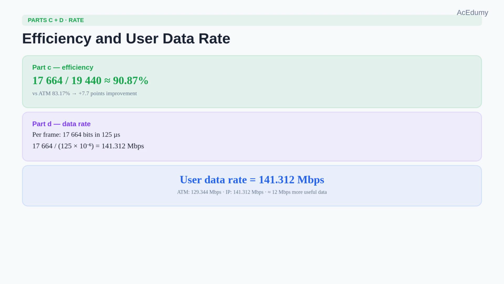Part D. Data rate. Each frame carries 17,664 user bits in 125 microseconds. 17,664 divided by 125 microseconds equals 141.312 megabits per second. Compared to ATM's 129.344, IP delivers about 12 more megabits per second of useful data through the same 155 megabit per second pipe. Same line rate, same overhead, but the user gets more.